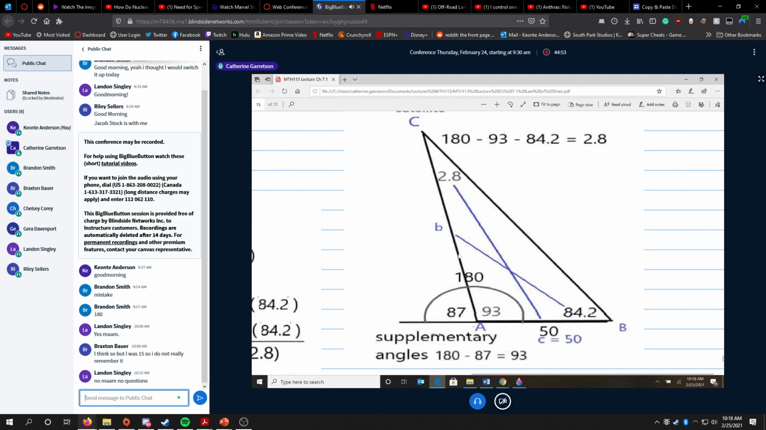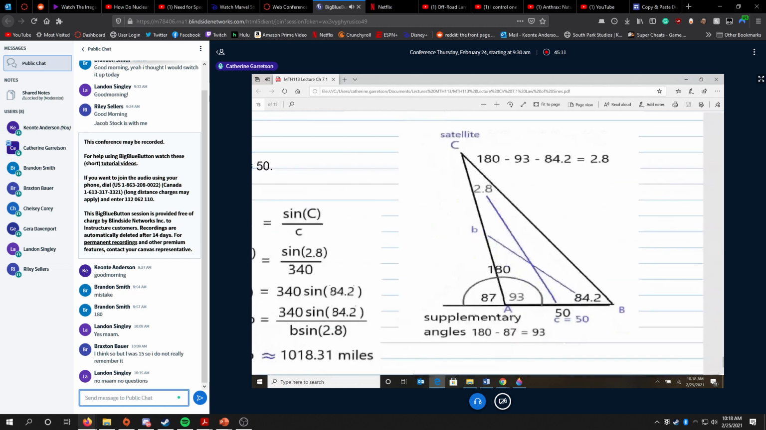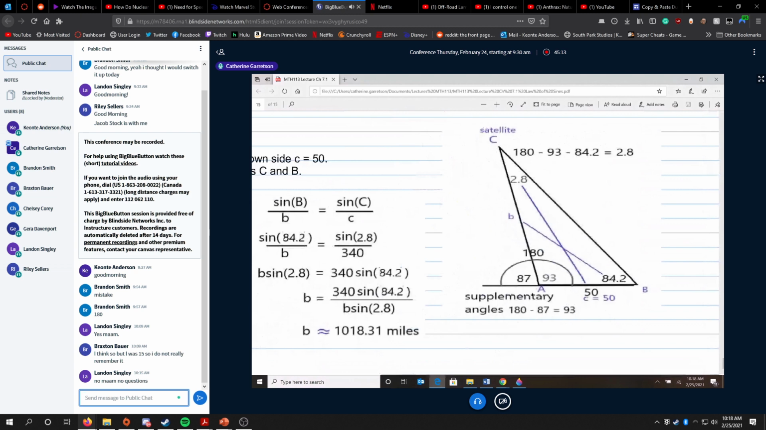So now I need to find the length of side B. I want to use the relationship of this angle B to its opposite side, and then this angle C up here to its opposite side that was given. So those are the two fractions I'm going to set up.